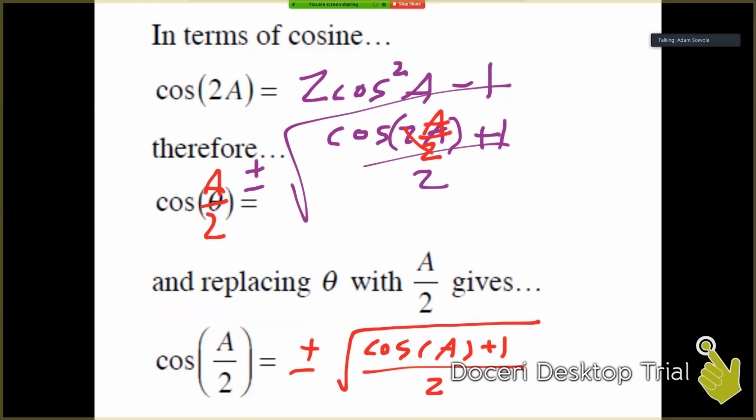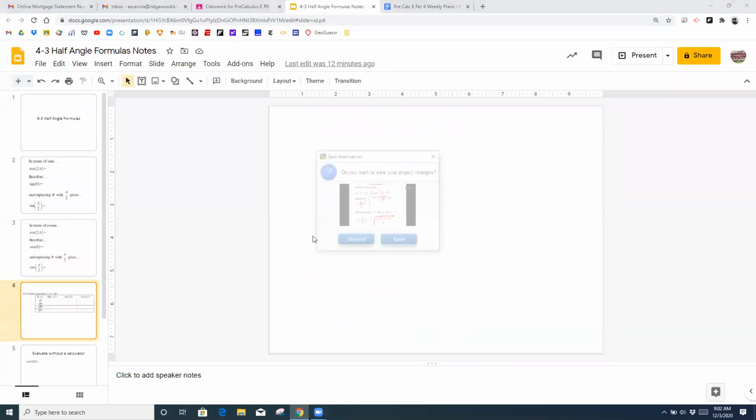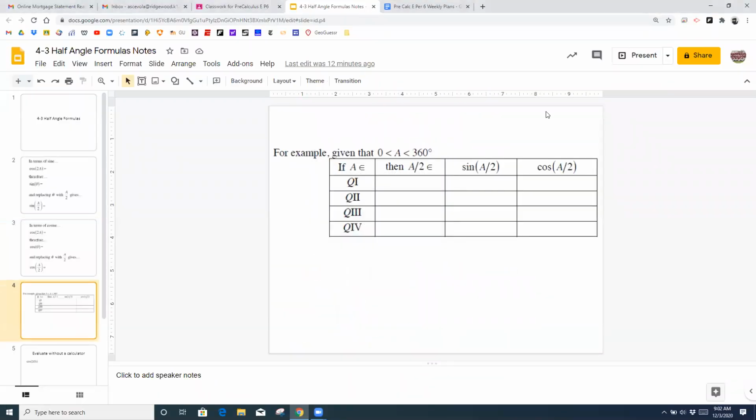All right, and I'll show you more specifically how to use this formula, but it's pretty straightforward once you see it. So the 2 is under the radical. This is not rationalized, so you could rationalize it when you're doing the problem, but in the formula, it's not rationalized. So now the formulas both have plus or minus in them. So how do we determine whether it's positive or negative? I'm going to show you that right now.